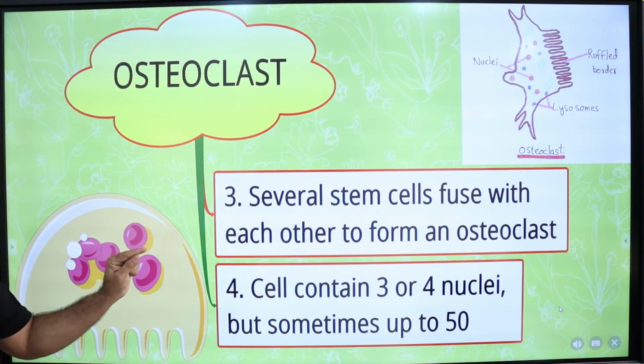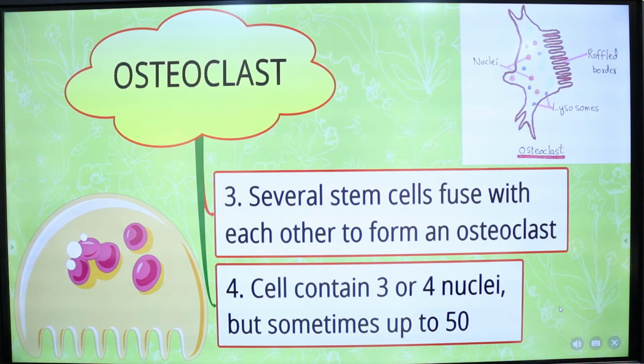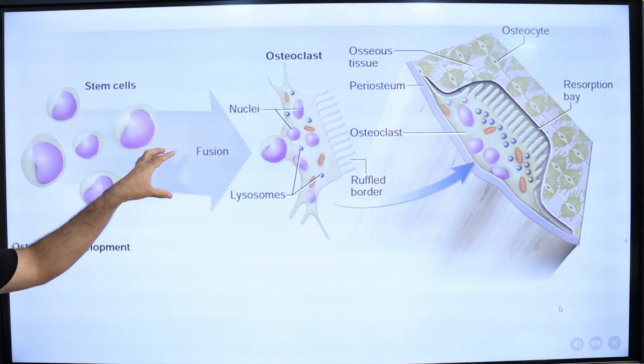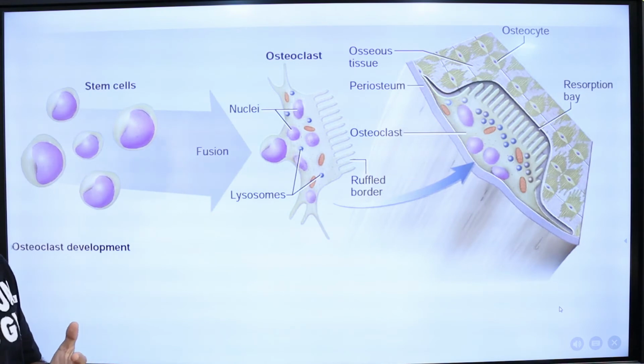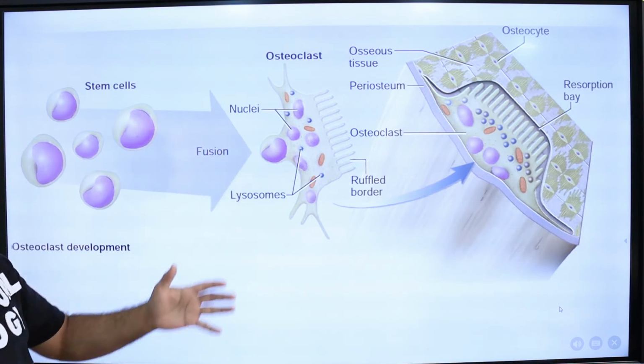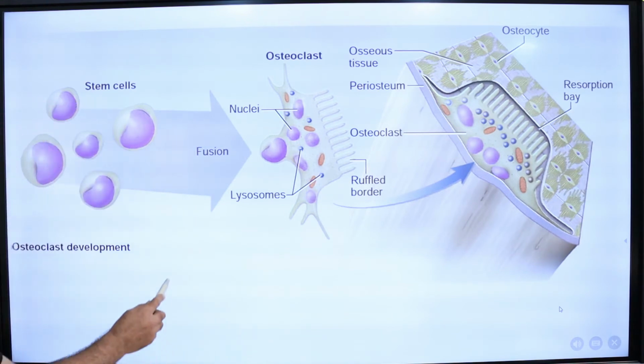Each osteoclast has 3 to 4 nuclei. In some cases, up to 50 nuclei are present in one osteoclast. So these are the stem cells which fuse together to form an osteoclast. Osteoclast is a multinucleated cell, and the number of nuclei varies from 3 to 4, and in some cases up to 50 nuclei are present.